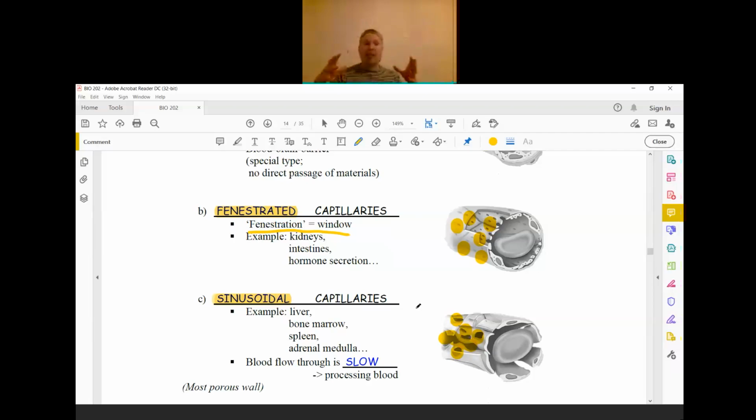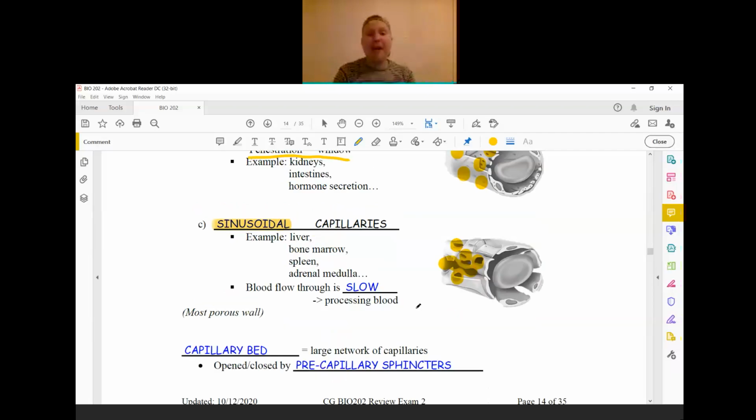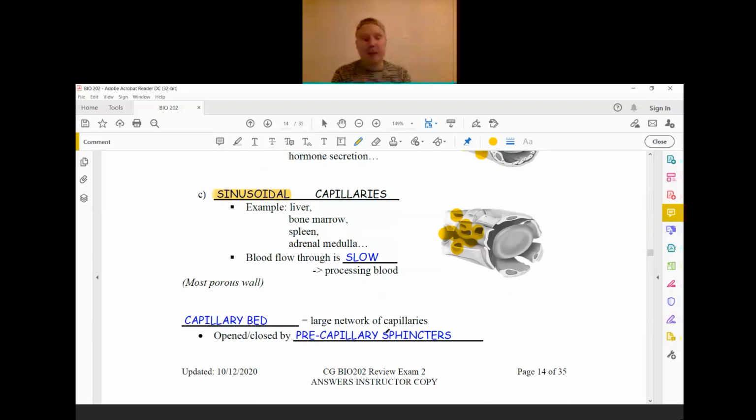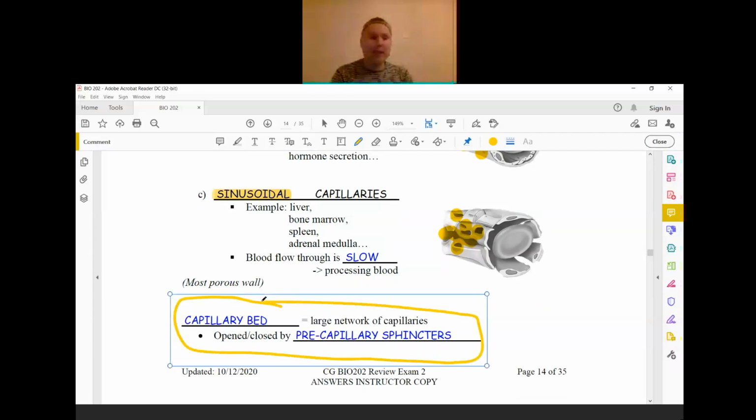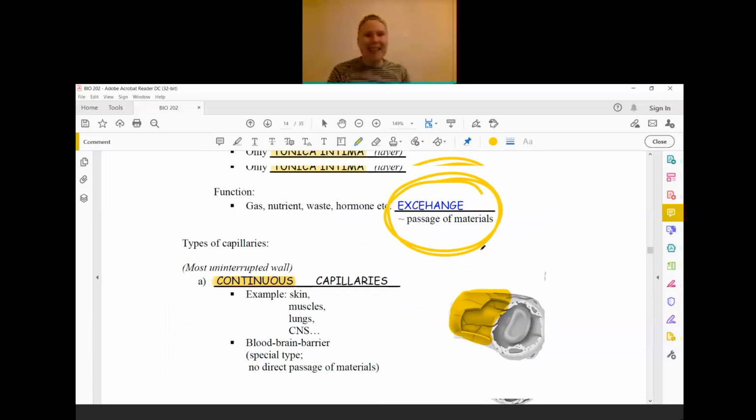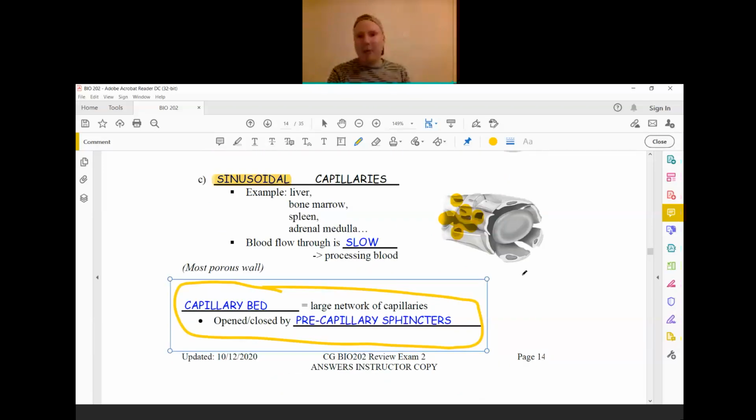So those were the three types of capillaries. And we already talked about the capillary bed and the precapillary sphincters. Capillary bed is just a network of capillaries, and these precapillary sphincters were those muscle bands that we saw here that opened and closed. So I've listed it twice, maybe because it's an important topic.